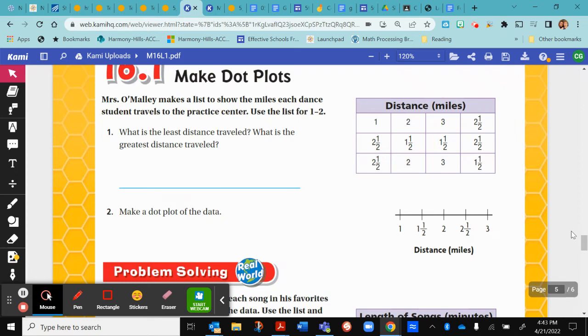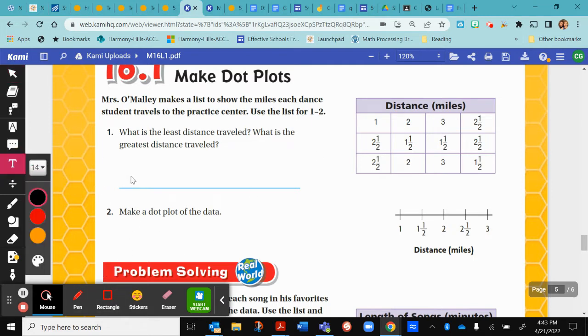Hey everybody. Okay, so today is going to be on make dot plots, and this is what we were doing quickly in class before you had to leave. Remember, the first thing that we want to do after we read the story is to order from least to greatest and do this on all of them.